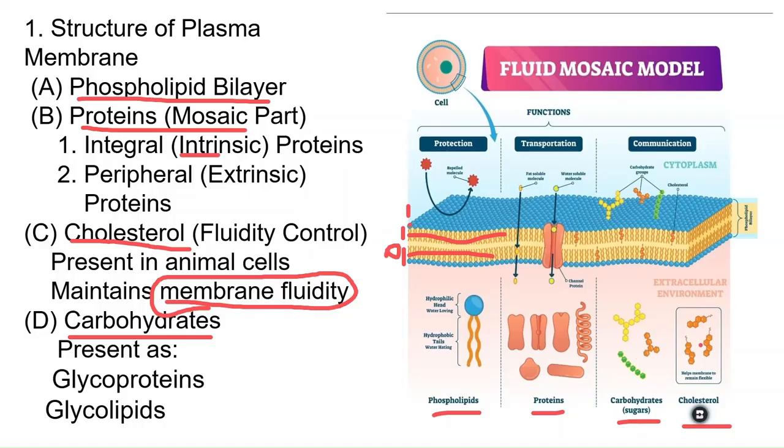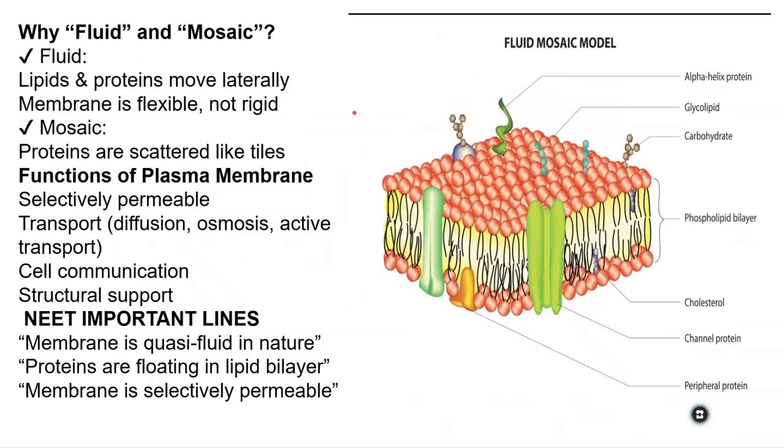And we have the cholesterol. Now here, why is it called a fluid mosaic? As I told you, children, fluid because it is neither rigid nor flexible, right? That is the reason why we call it a fluid model. It is neither too rigid nor too flexible, right? Now why is it called mosaic?